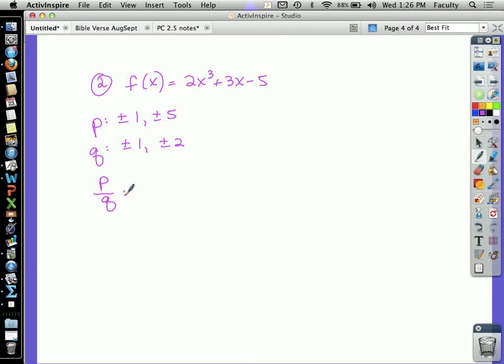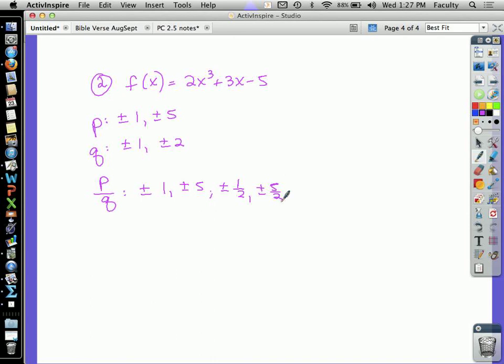And I'll tell you on the next quiz, because we'll have a quiz on 2.5 and 2.6, one of the quiz questions asks you to list the possible rational zeros. I don't ask you to find them, I just say list them. And that's telling me, do you understand how to do that? So you're going to take 1 divided by 1, 5 divided by 1, and then we're going to take 1 divided by 2 and 5 divided by 2.